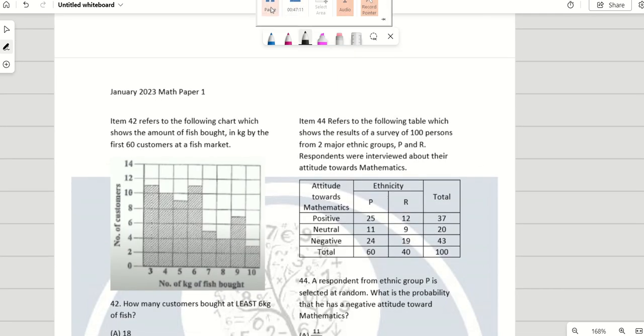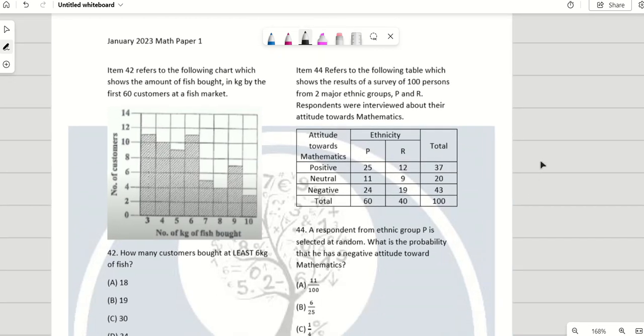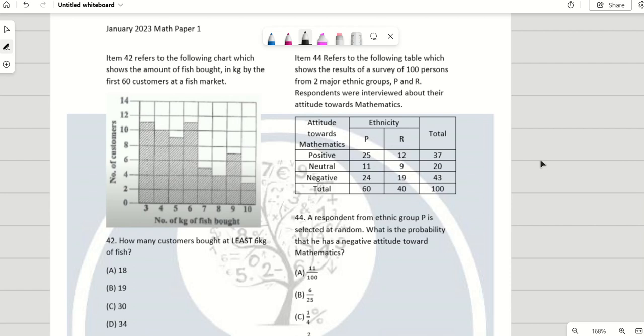Number 42. Item 42 refers to the following chart, which shows the number of fish bought in kilograms by the first 60 customers at the fish market. How many customers bought at least 6 kilograms, meaning 6 kilograms or more? So we want the number of persons who bought 6 kilograms or more. That would be 6, 7, 8, 9, 10 kilograms. For 6 kilograms, we have 11. For 7 kilograms, we have 5. For 8 kilograms, we have 4. For 9 kilograms, we have 7. For 10 kilograms, we have 3.